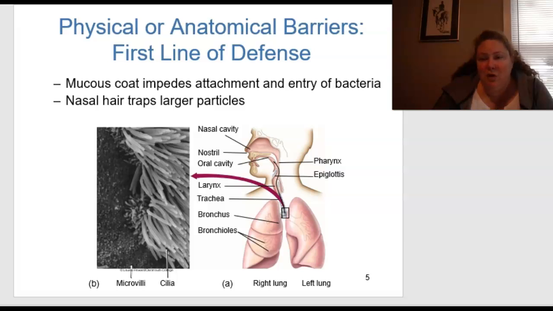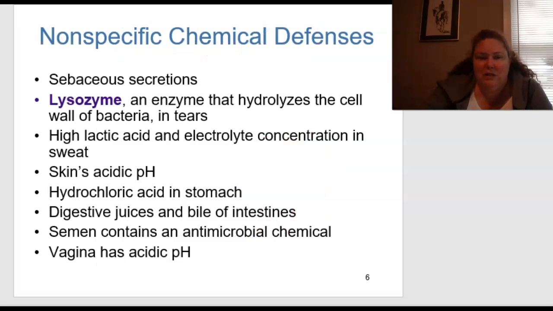After we did hay, you'd go and blow your nose, and it was all gross and cruddy, or you're in the dust, whatever, and it's cruddy. It's because that snot is going to be trying to trap those microbes so that they can't come in and infect your body. We also have non-specific chemical defenses, and these would be like our sebaceous secretions. One really big one is lysozyme, an enzyme that hydrolyzes the cell wall of bacteria, and this is present in tears.